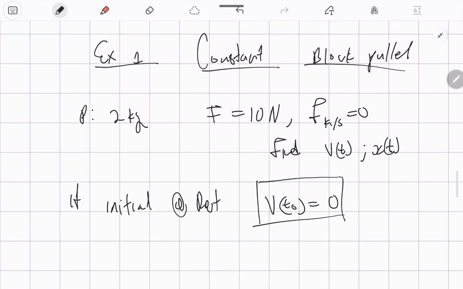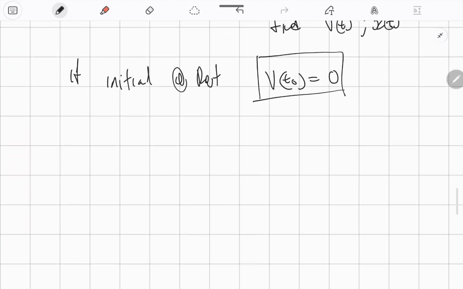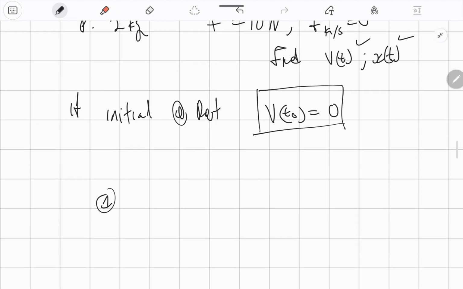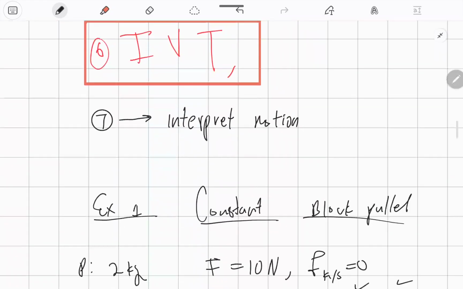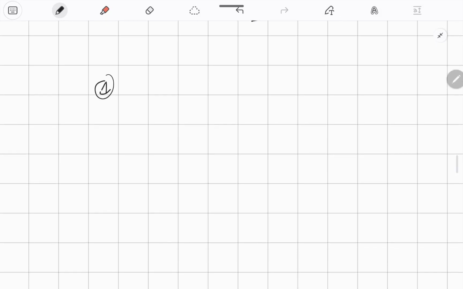Please, from here now, copy this, pause the video and try to see if you can get this guy and this guy on your own, right? Remember the steps. Step 1, let me see what step 1 said: write Newton's second law. I want you to think of it like this. You're not going to cheat and go back, because it's going to help you figure out what's going on.